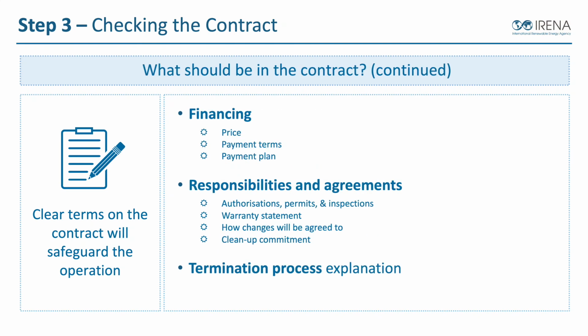Some of the other things, of course, are what's the cost? So financing, whether that's a total upfront price, whether we have payment terms or a payment plan based on a number of the financial models that we've discussed in previous lessons. What sort of financing are we doing? And then what are the responsibilities and agreements here? So authorizations, permits, and inspections, how's that going to go? Who's in charge of all that?